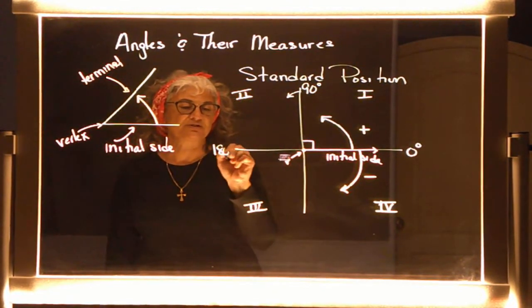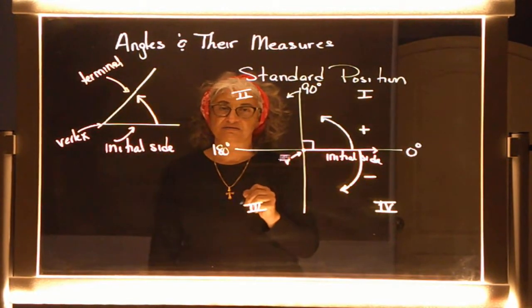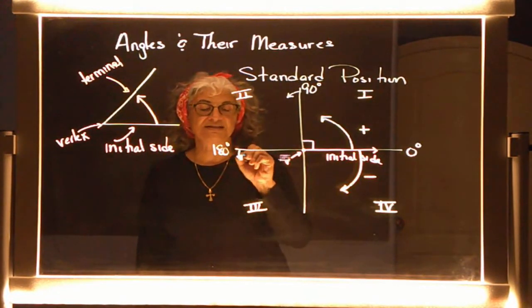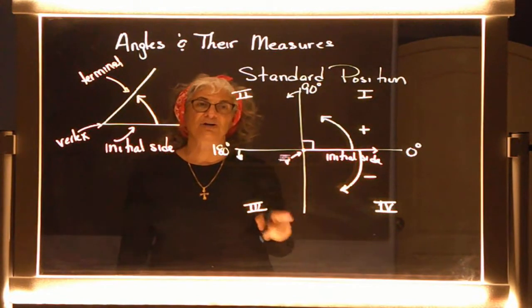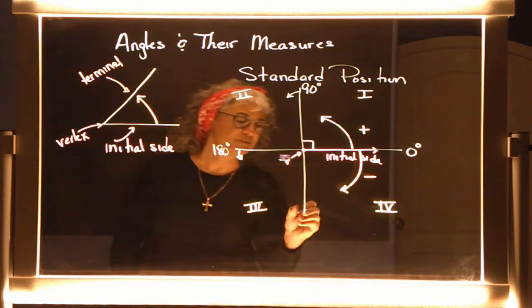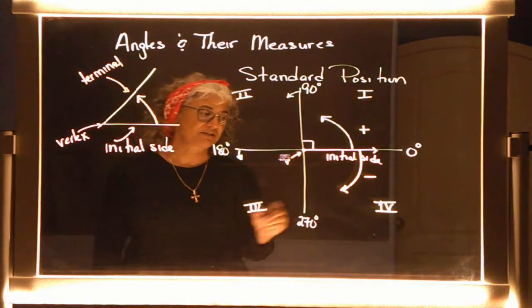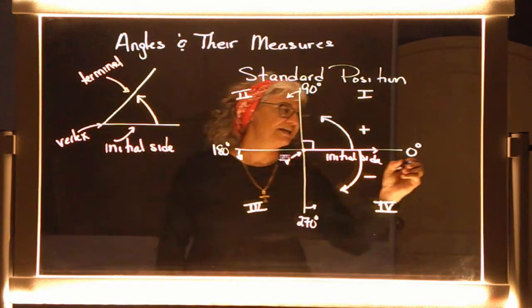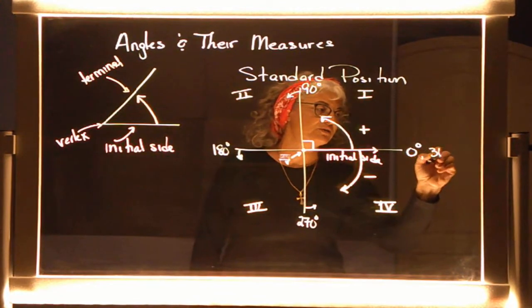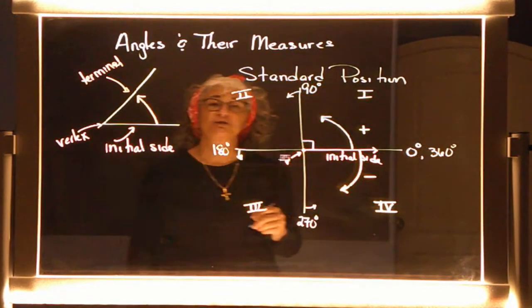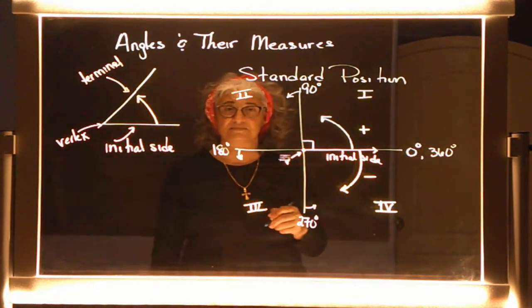This would be 180 degrees, wouldn't it? If I continue still in that same direction, counterclockwise, the direction that we're labeling the quadrants, this would be 270 degrees. And then we would finally end right back up here at 0 degrees, which now has a full measurement of 360 degrees, doesn't it?